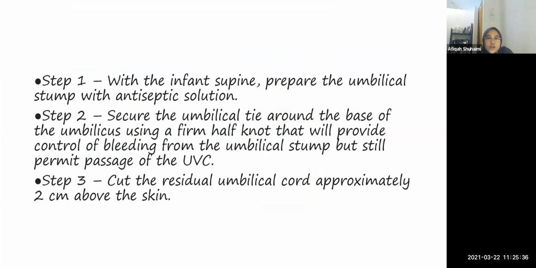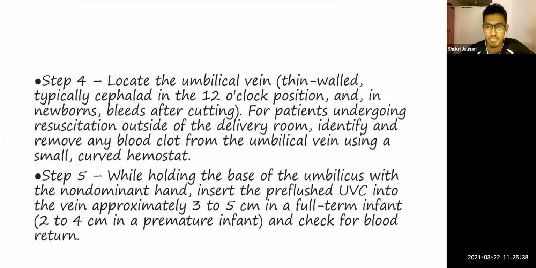Step 3 done. Okay, step 4 next. We can differentiate when we locate the umbilical vein, which is a thin wall, typically cephalic in the 12 o'clock position. In newborns, it bleeds easily compared to the artery, which has a thicker wall and is less likely to bleed. For patients undergoing resuscitation outside of the delivery room, identify and remove any blood clot from the umbilical vein using a small or curved hemostat.